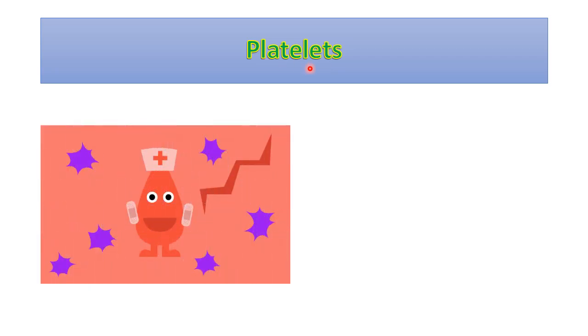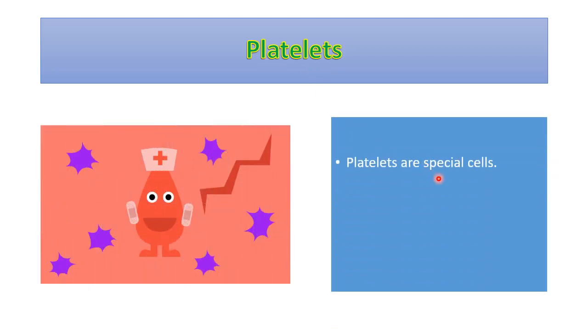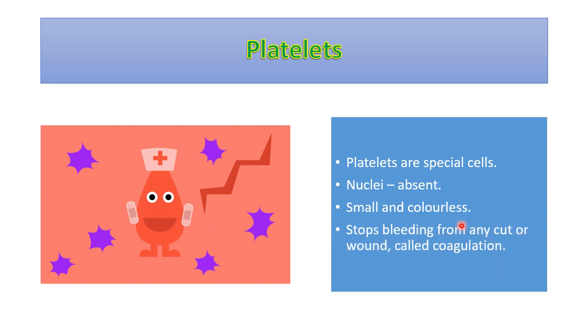Coming to the last component of the blood, which are platelets. So these platelets are the special cells which do not possess any nucleus. These are small and colorless, and the main function is that they help in coagulation of blood. That is, for example, for any cut or wound in any part of the body, the bleeding is stopped by platelets by clotting that blood, that is, making the blood semi-solid and hence stopping the blood flow.